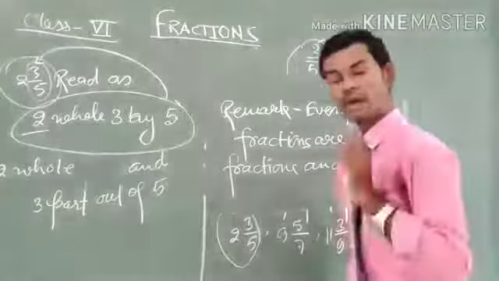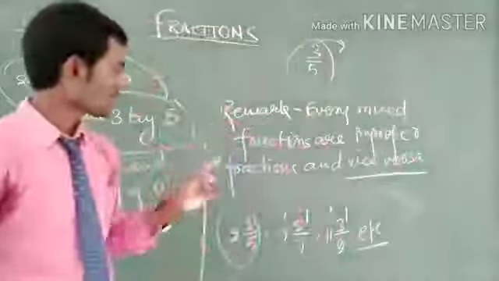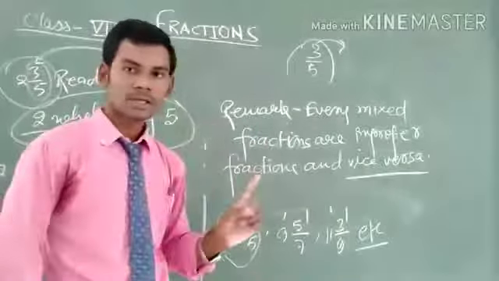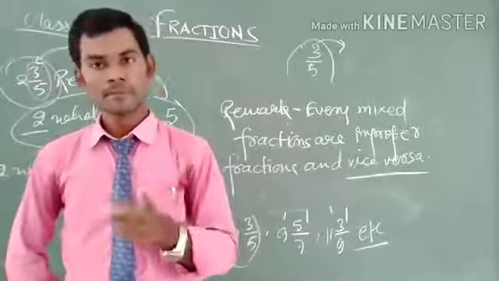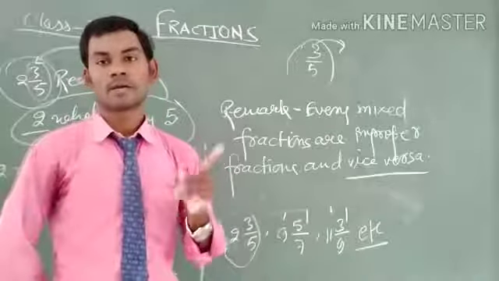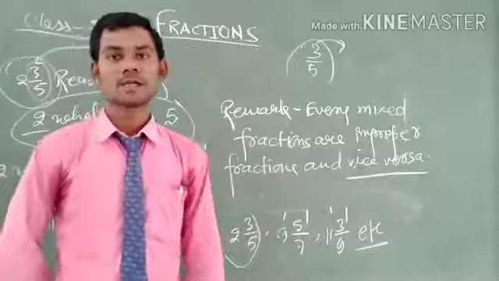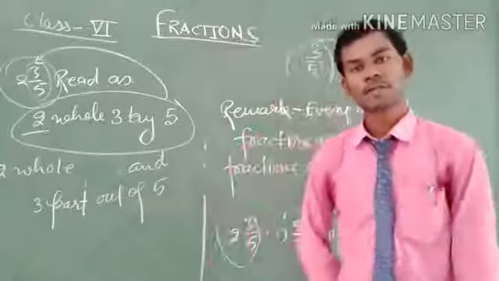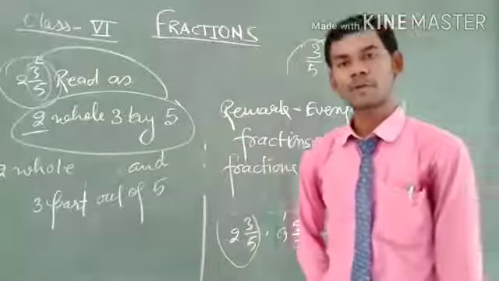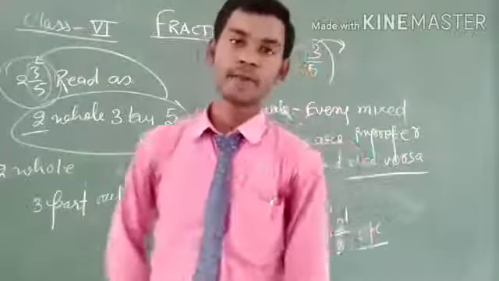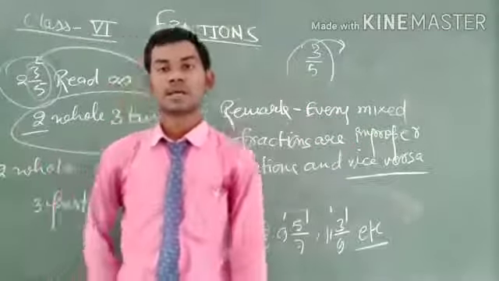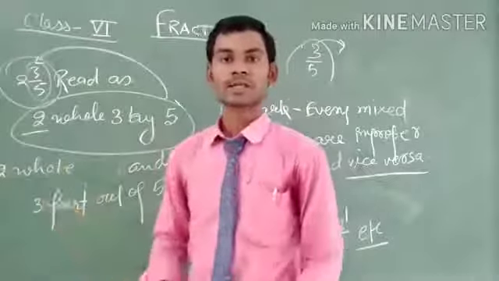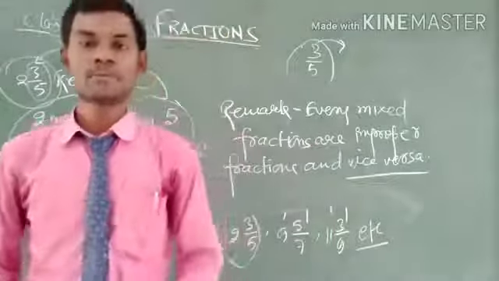The meaning of vice versa is that if every mixed fraction is an improper fraction, then every improper fraction can also be a mixed fraction. So if somebody asks how you will explain the improper fraction, then in order to explain it you have to change the improper fraction into a mixed fraction, and then you can explain it like this. I hope it is clear to everyone what the types of fractions are.